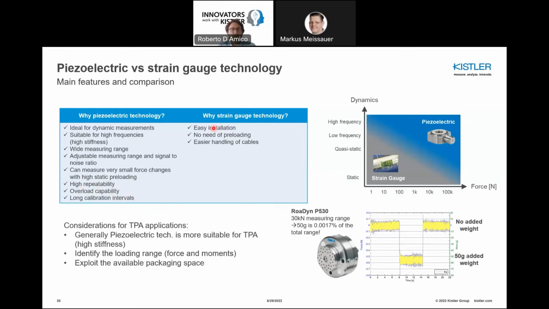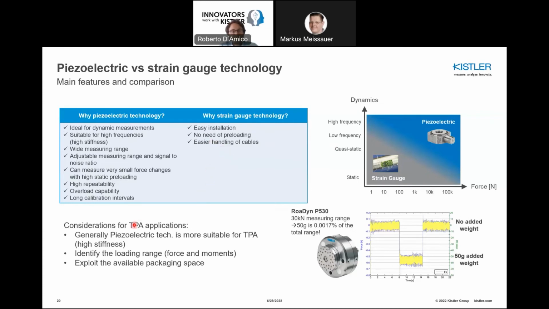On the other side, when it comes to strain gauges, it is easier to install a strain gauge, so it's easy to glue it on a surface. You don't need to introduce preload, which you do for piezoelectric sensors, and it is easier to handle the cables, which in the case of piezoelectric sensors is an issue you must take care of so that they are not too long for the application you have. So this is a little bit an overview of the differences between these two technologies.